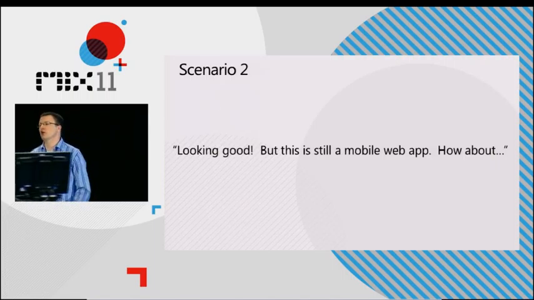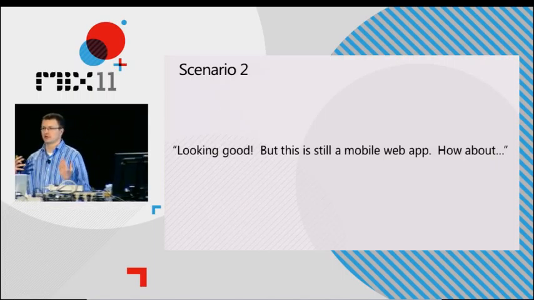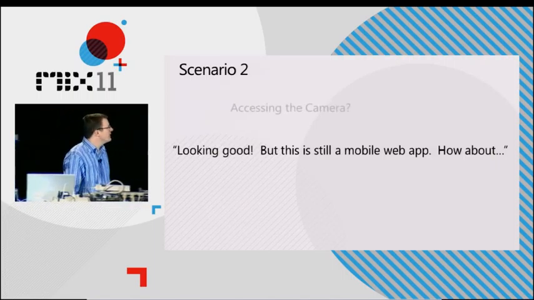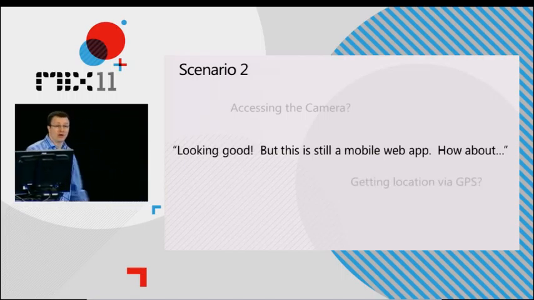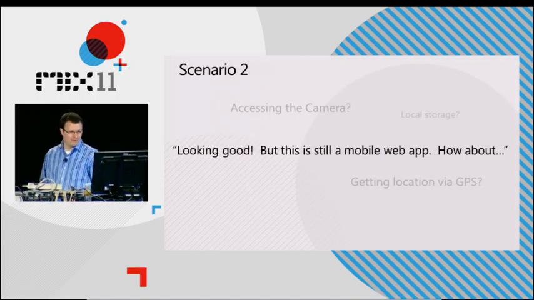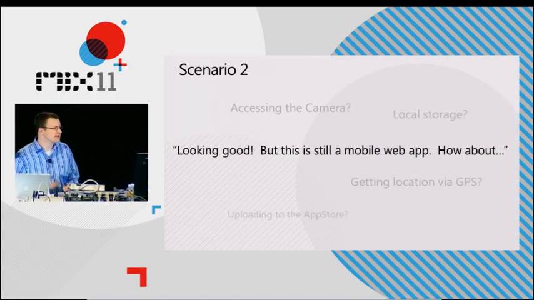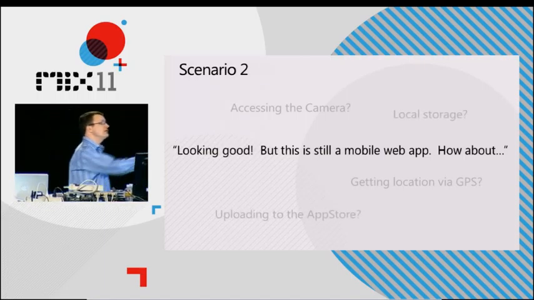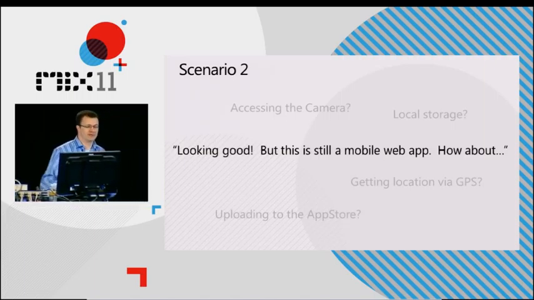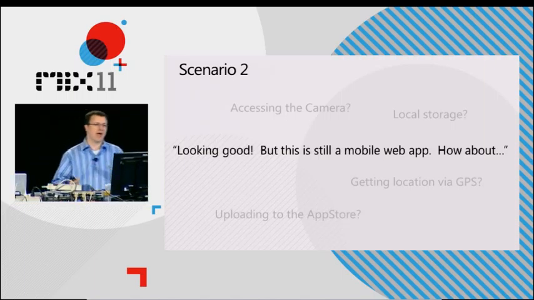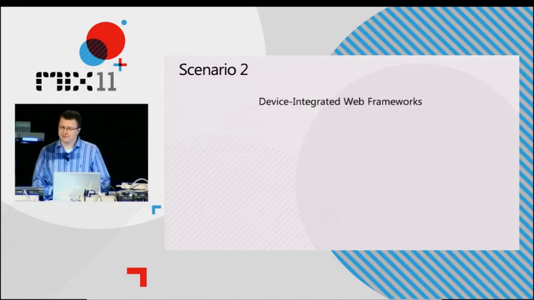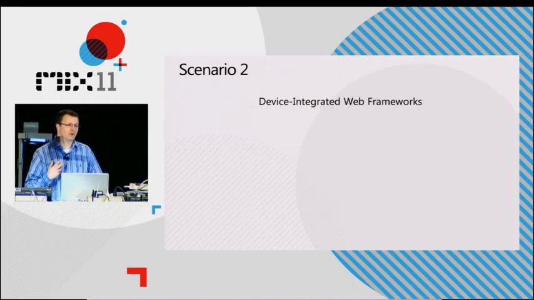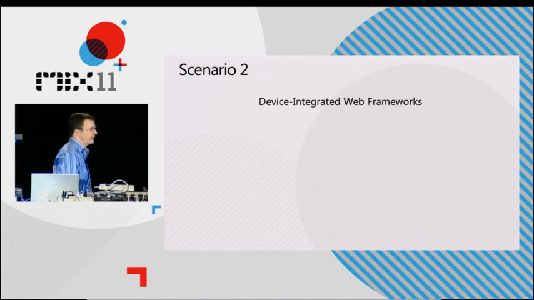So yes, we could go live with this, and I could show you all the sessions on now, and that would be great. But how about things like accessing the camera? Or getting the location? That would be kind of cool. Or maybe storing things locally on the device, or more importantly, uploading this to the App Store. Obviously, we don't rely on people going to m.visitmix.com. And a lot of this functionality today can be done through a number of device-integrated web frameworks.